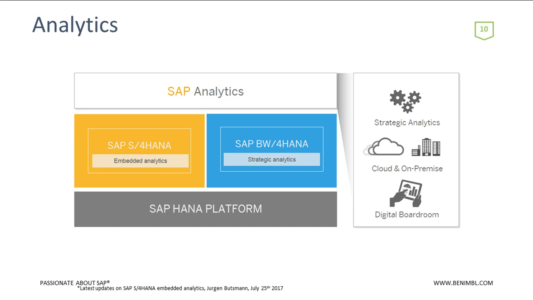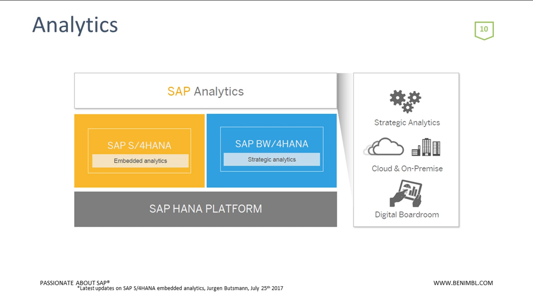But if you want to be on the latest and greatest, you would have your SAP S/4HANA for your transactions, and you would have your BW for HANA for your strategic analytics. And all of this is obviously sitting on your HANA platform, and then you can pick and choose between the two systems depending on what your reporting needs are.